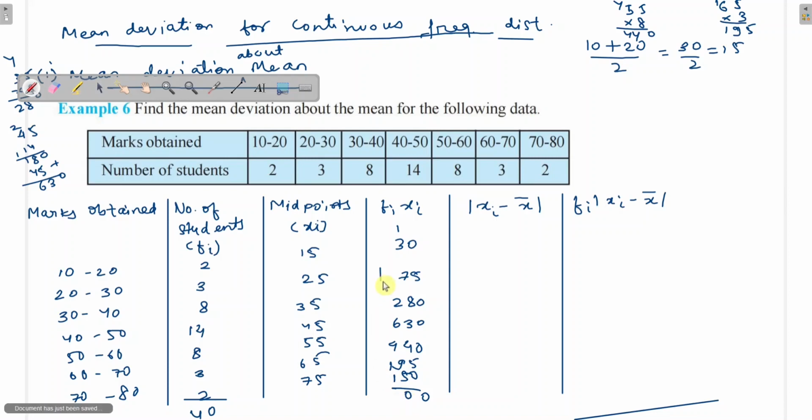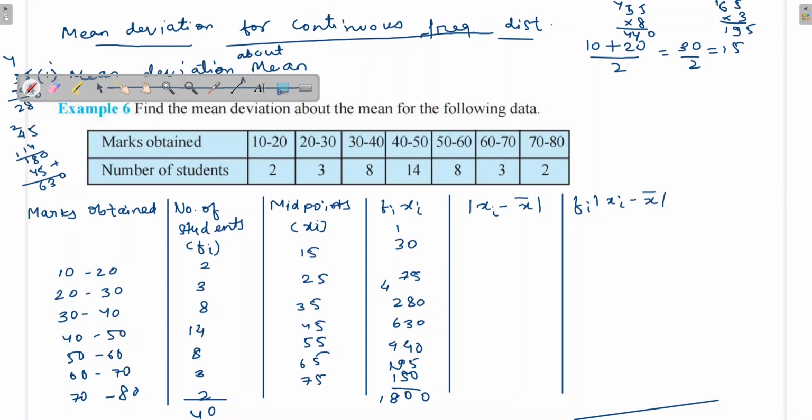Okay, so 4 plus 2 is 6, 6 plus 6 is 12, 12 plus 4 is 16, 16 plus 1 is 17, 17 plus 1 is 18. So 1800 we are getting here.